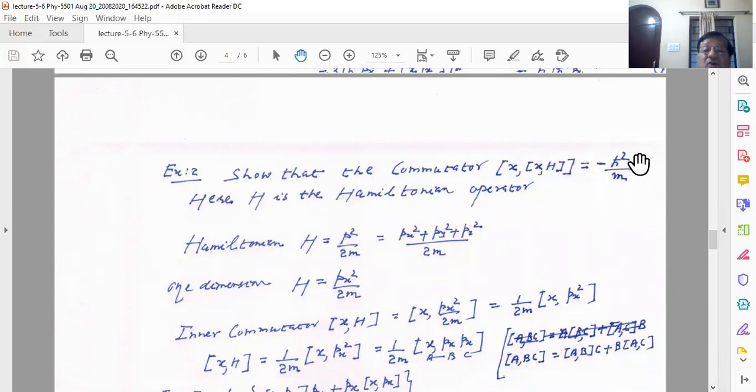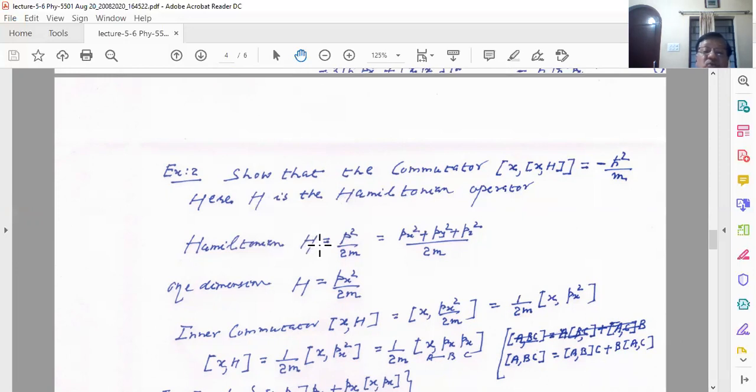This is what we want to derive. Look at that here. H is the Hermitian operator, the Hamiltonian operator. Please excuse me. H is a Hamiltonian operator.